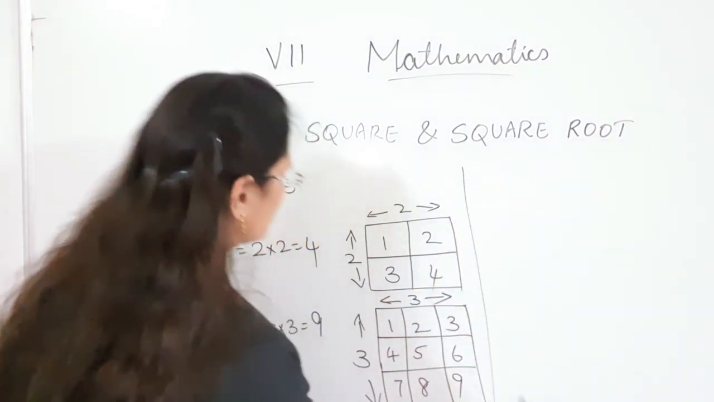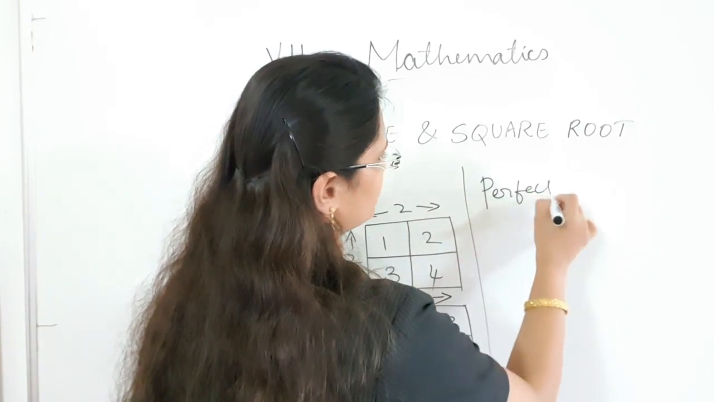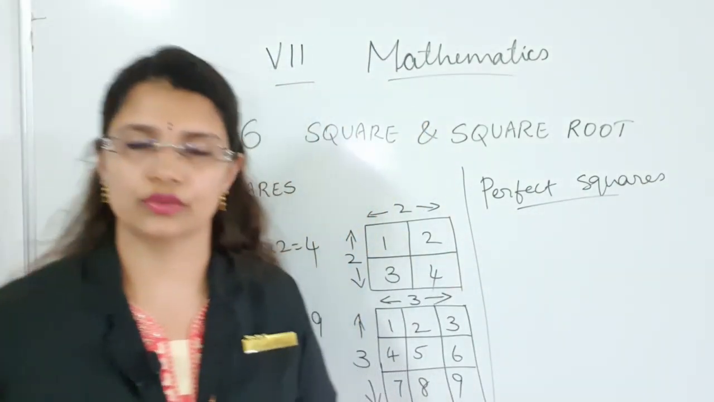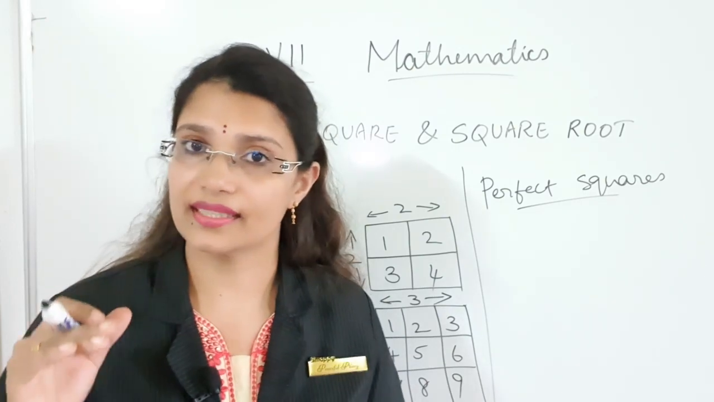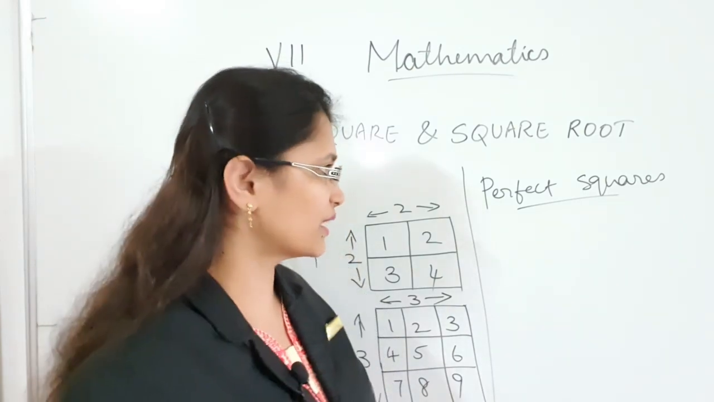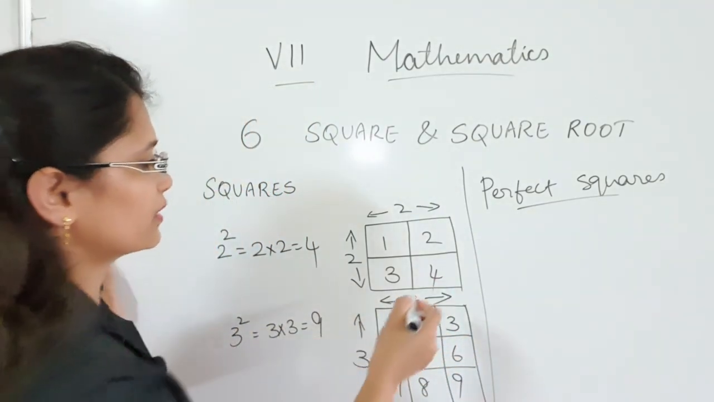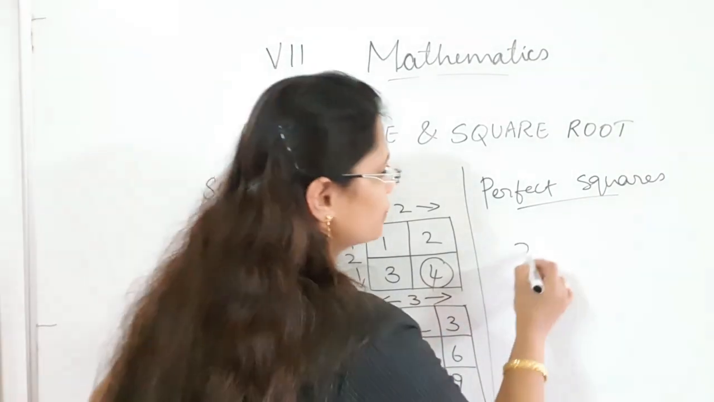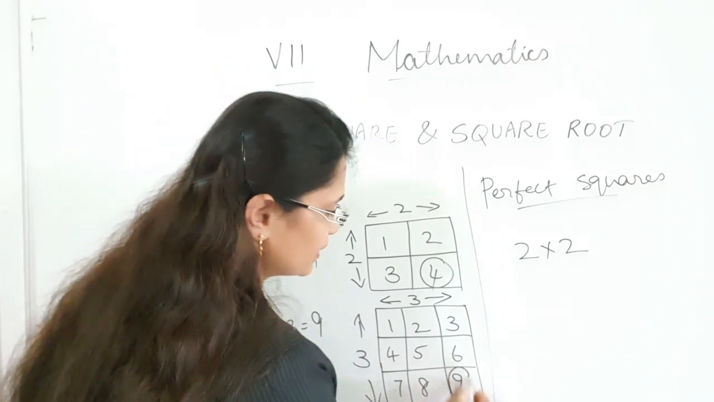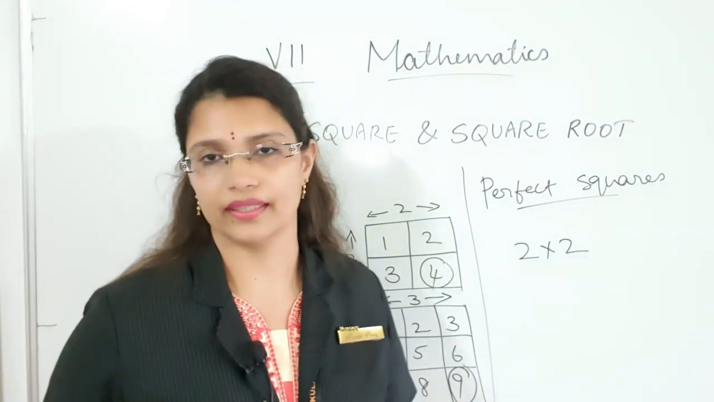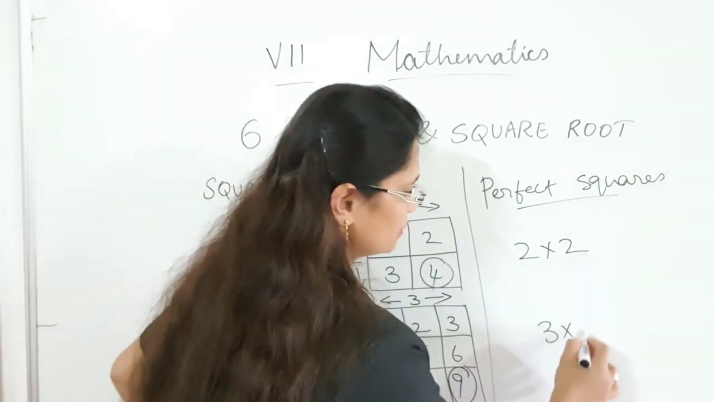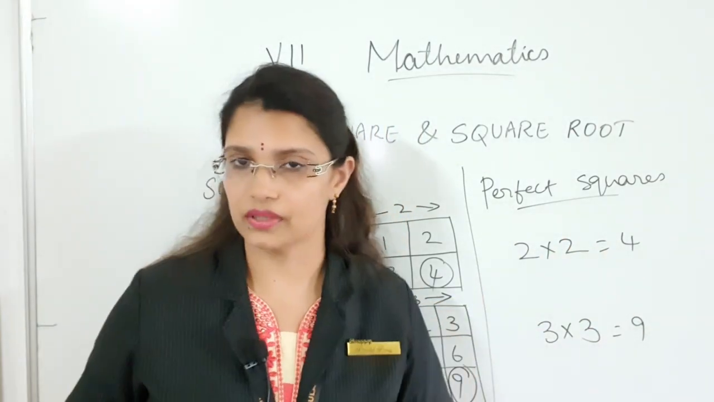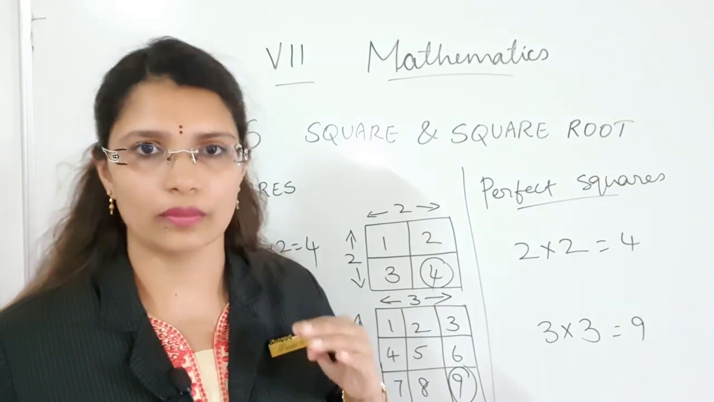Okay. Then what are perfect squares? If you multiply the same number 2 times, you must get the square number. Suppose here 4. Take this 4. Which 2 numbers do you multiply to get 4? 2 into 2. Like that 9. Which 2 numbers did you multiply? 3 into 3 is equal to 9, right? So these types of numbers are called square numbers or perfect squares.